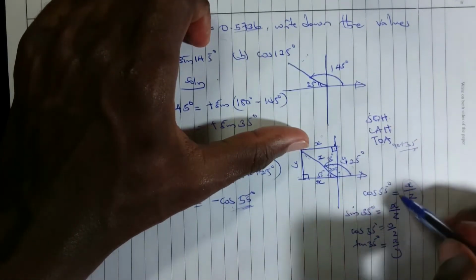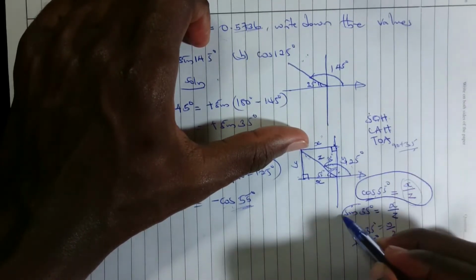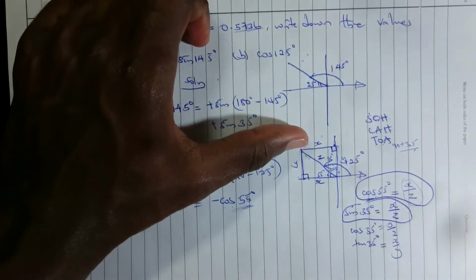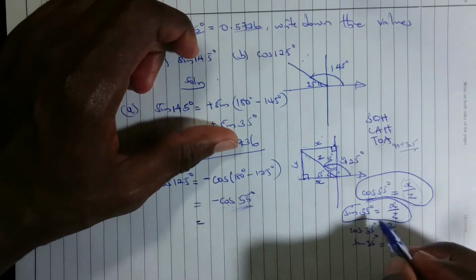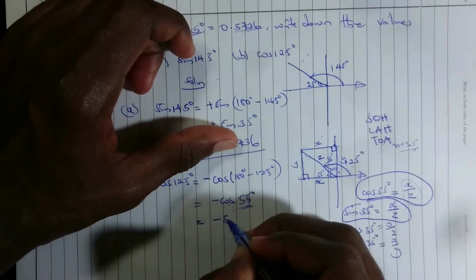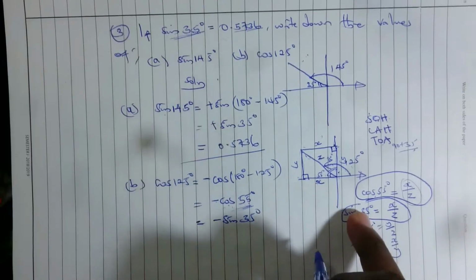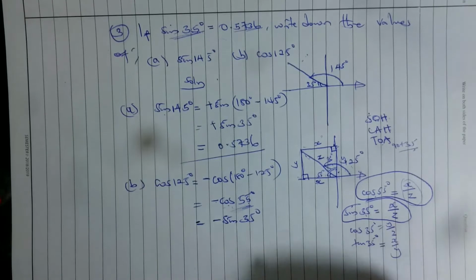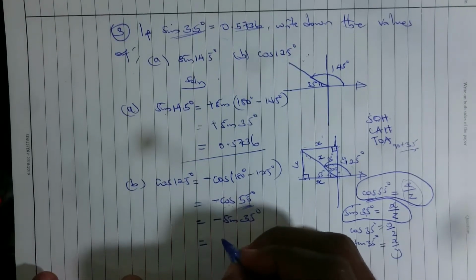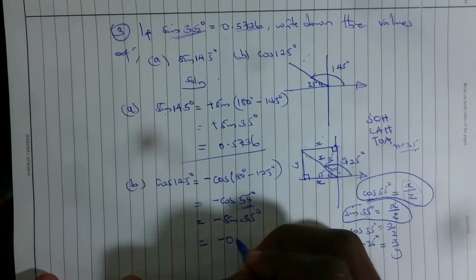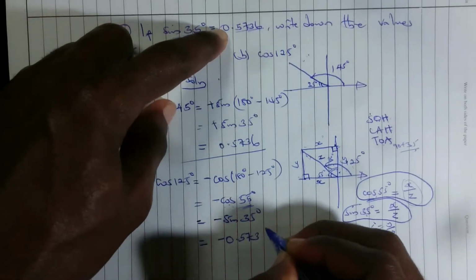So which one is actually x over z, which is the same as cos 55? You realize it's sine 35. So cos 55 is the same as sine 35, if you see from that side work, and our sine 35 has been given as 0.5736.